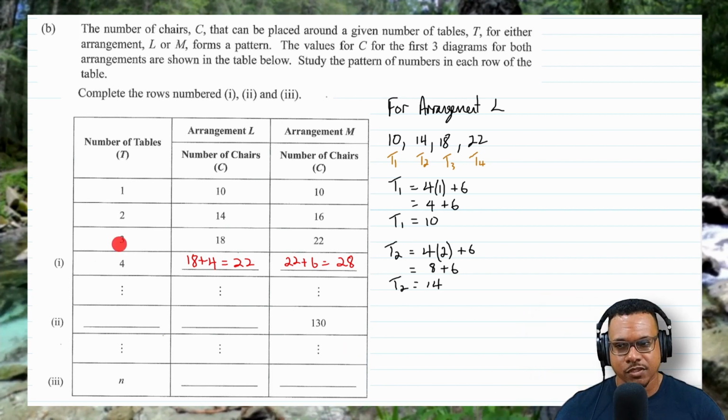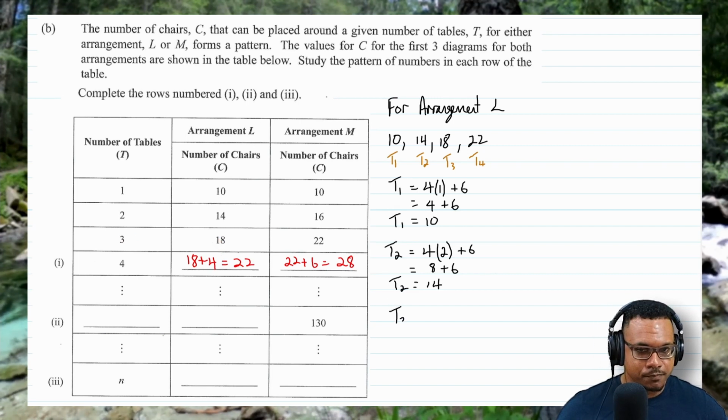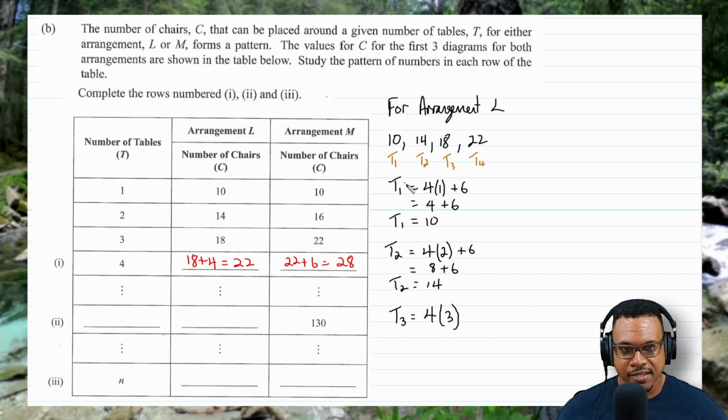Now let's check to see if it works for the third term, which is 18. We have our third term. So 4, because the pattern keeps going up by 4. The number of tables is 3. And that's our third term. 4 times 3 is 12. And what must I do to 12? Meaning add something to it or take away something from it to get 18, because 18 is our third term. Obviously, 12 plus 6 would give you 18.